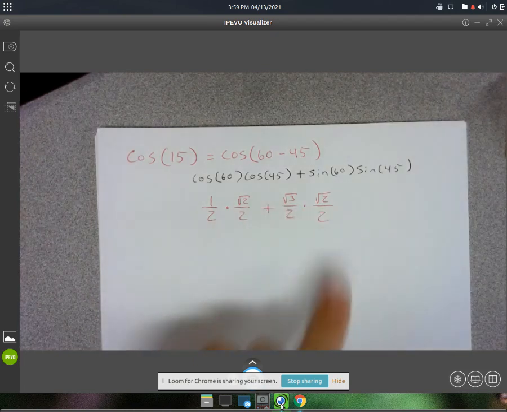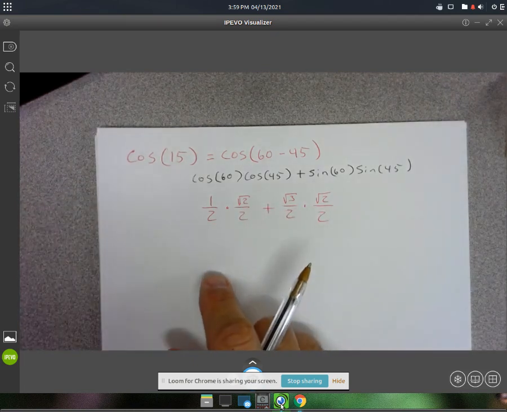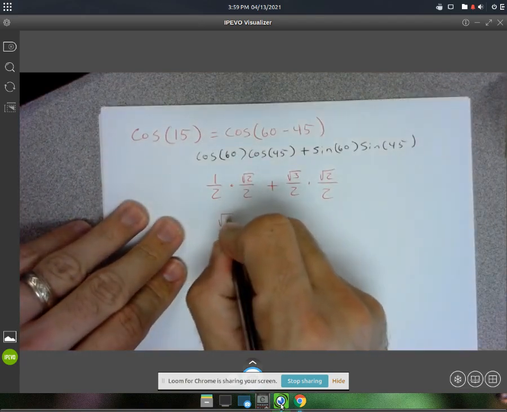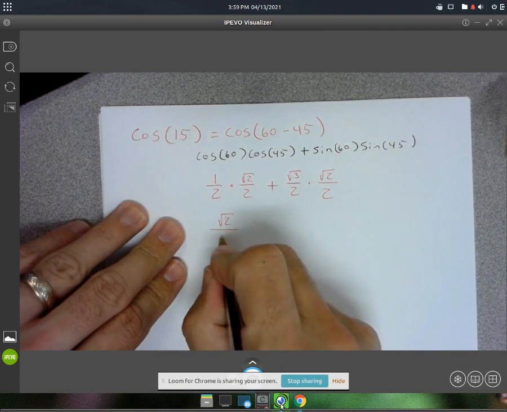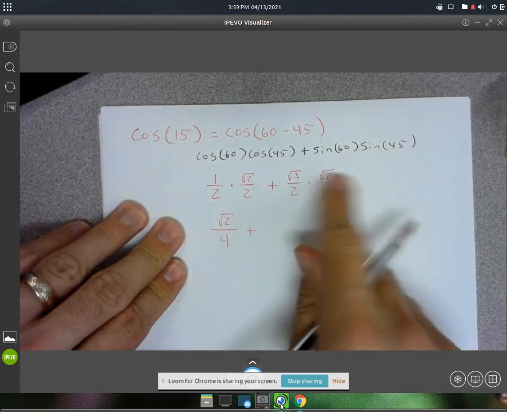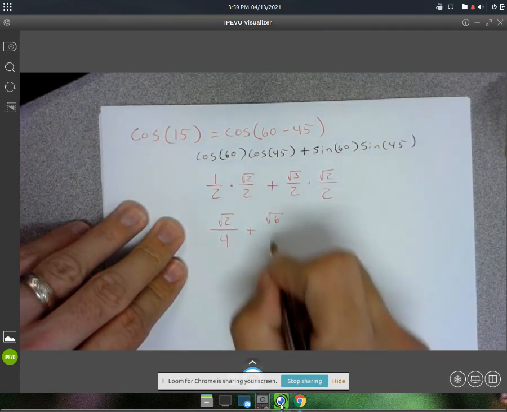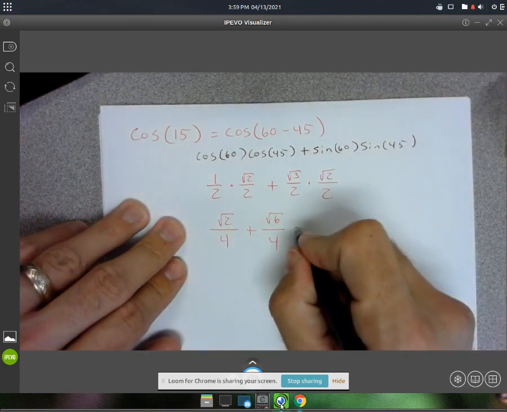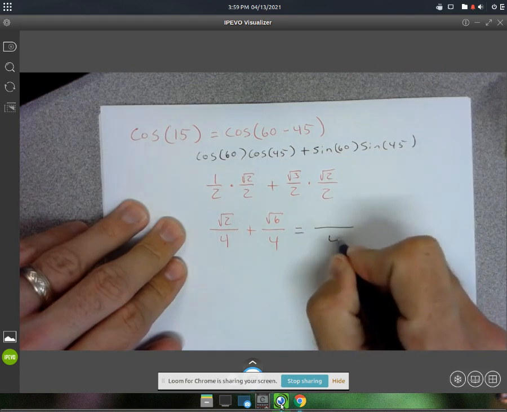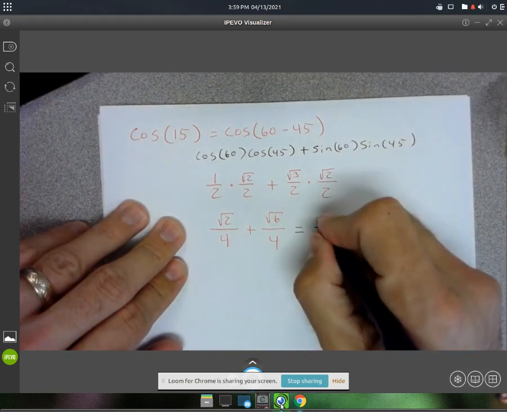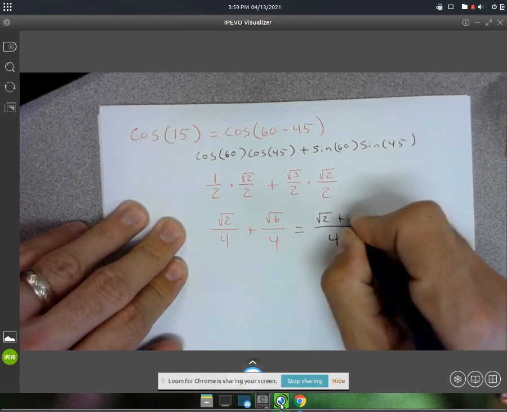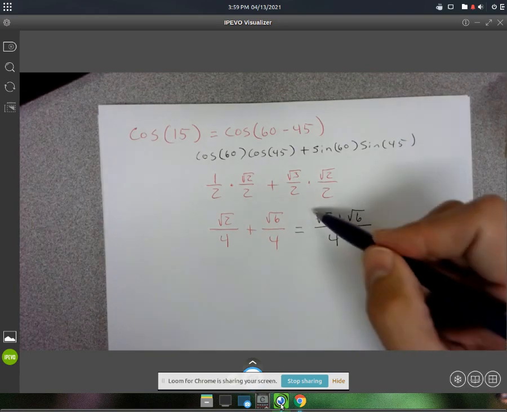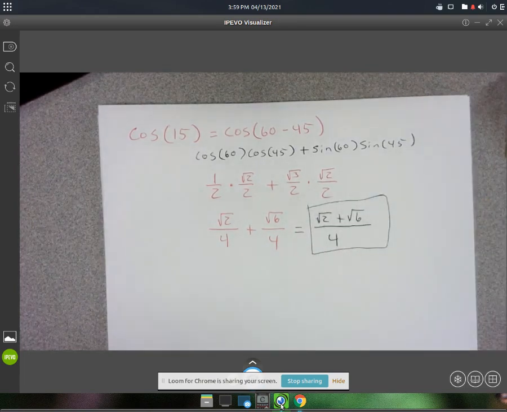The two multiplications, you can go straight across. So 1 times root 2, that'll be root 2, and then you've got a 4 on the bottom, plus, and this will be root 6 on the top, and a 4 on the bottom again. The only thing you can do from here is go ahead and combine it into one fraction. So this will be the exact answer, just in case you ever need it laying around. This is the cosine of 15 degrees.